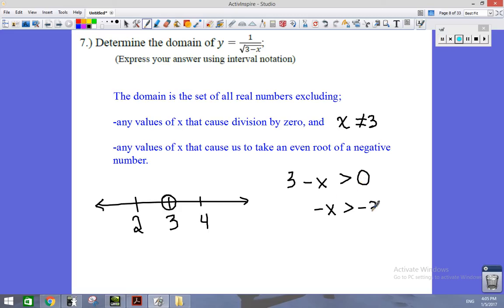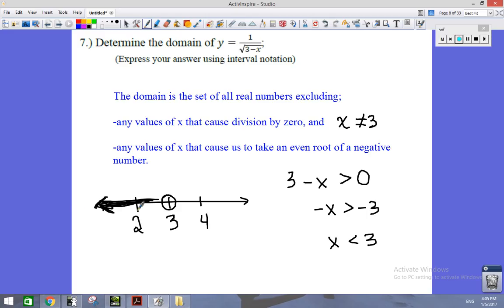And we solve it just like we did before. Don't forget, when you multiply both sides by negative 1, to flip the direction of your inequality. So I want values of x that are strictly less than 3. And it makes sense because 3 minus 2 is 1, but 3 minus 4 is negative 1, and I can't take the square root of negative 1.